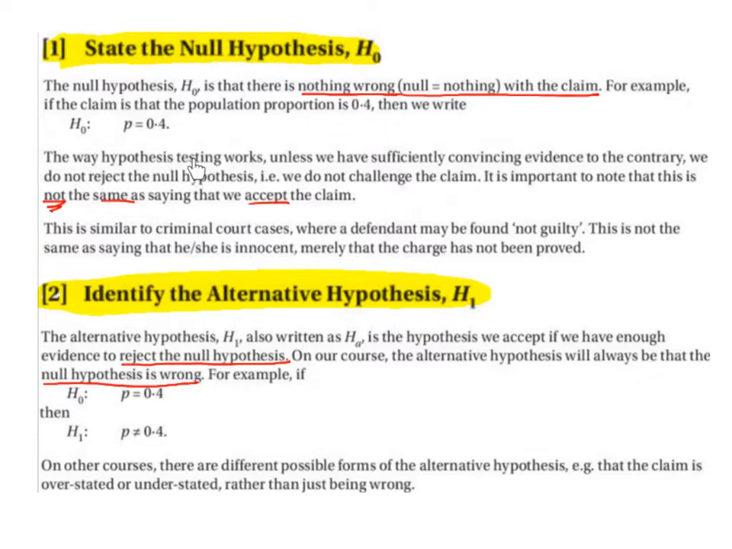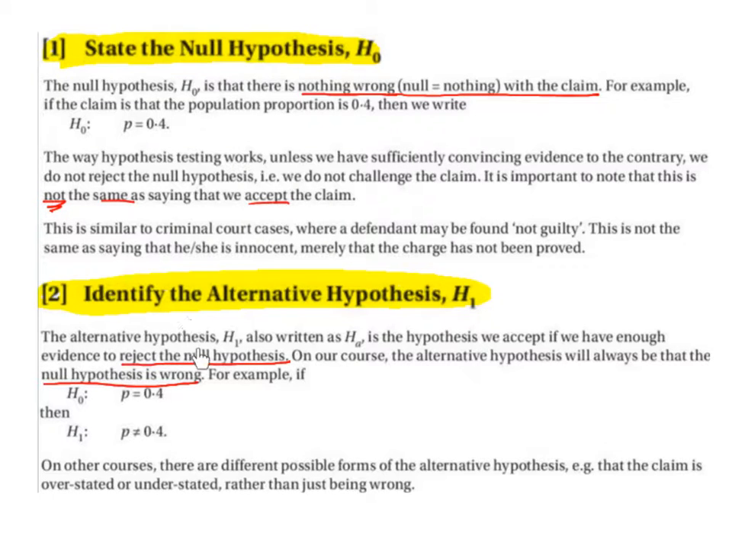The way hypothesis testing works, unless we have sufficiently convincing evidence to the contrary, we do not reject the null hypothesis, i.e., we do not challenge the claim. It is important to note that this is not the same as saying that we accept the claim. This is similar to criminal court cases, where a defendant may be found not guilty. This is not the same as saying that he or she is innocent, merely that the charge has not been proved.